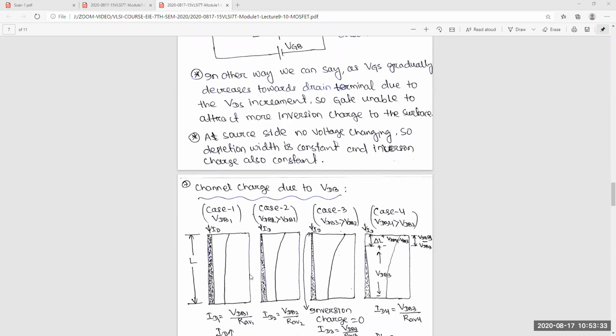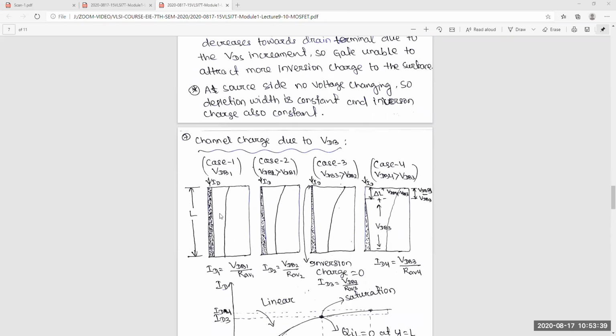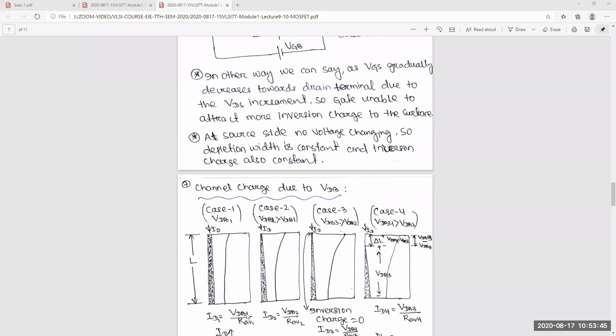Okay, sorry for that. Now see, this is your ID and this is your VD1. So now ID1 is equal to VDB1 by R average 1. So why am I saying R average? Because throughout this region R is not constant resistance, because this region is thin, this region is thick. That means resistance at this region is particularly more, this region is less. So that's why I say it's R average. So average resistance of this region, so VDB1 by R average is ID1.